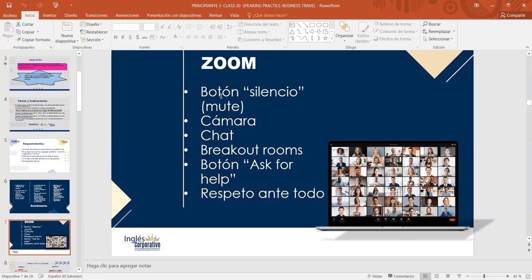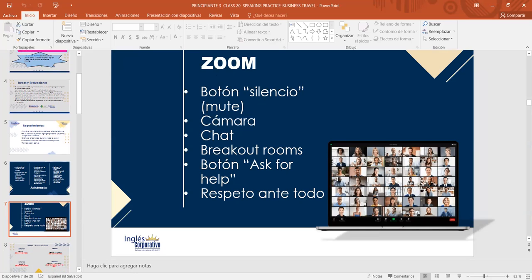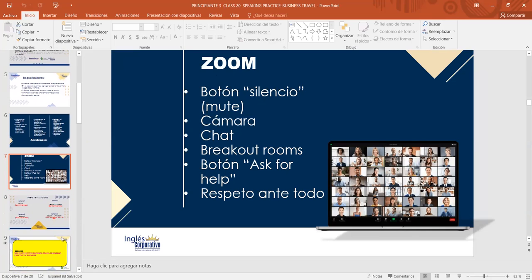The mute button, the camera must be on like this, the chat via Zoom and via WhatsApp, the breakout rooms, and also the ask for help button. And as you've been doing, okay, every single day, respect above all.